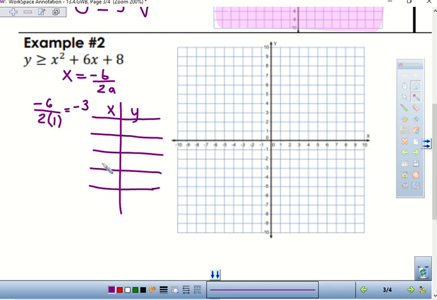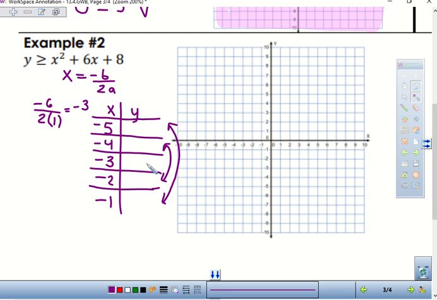Negative 3. So negative 3 is going to be the middle x in your table. And then you can simply pick some values that are smaller and some that are greater. Then you're just going to plug all of these values into the function. But do you all remember that these two are going to be the same? And these two are going to be the same as well? Maybe you remember, maybe not.